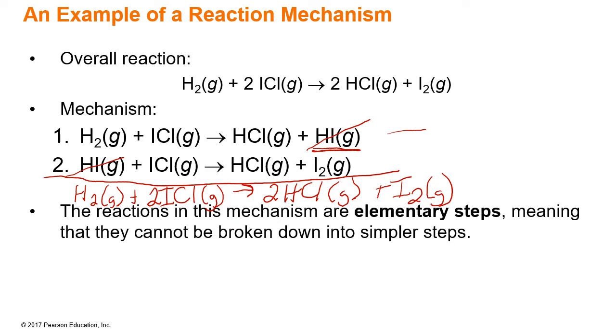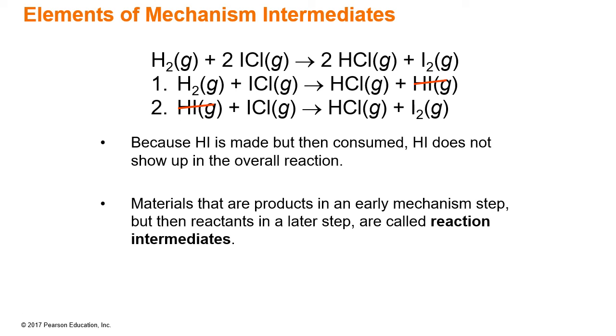However, this shows each individual step that has to occur in order to make the products. These are what we call elementary steps. It can't be broken down into simpler steps for the chemical reaction. Because HI is made but then consumed, it doesn't show up in our overall reaction. This is what we call an intermediate. It forms but then gets used up.